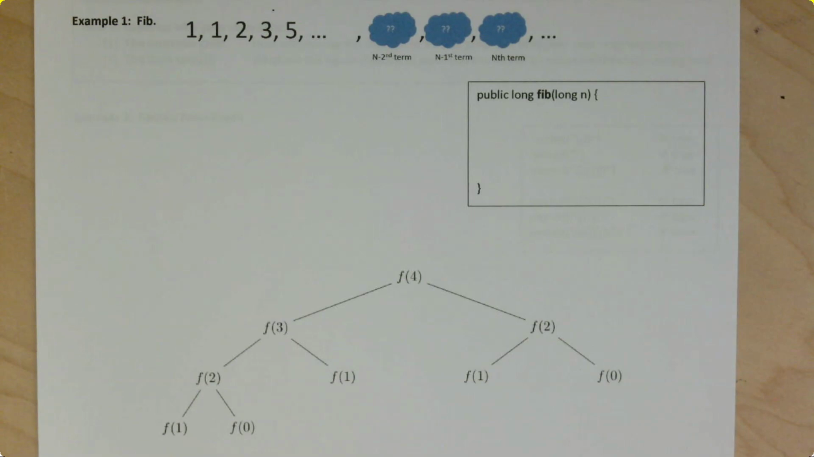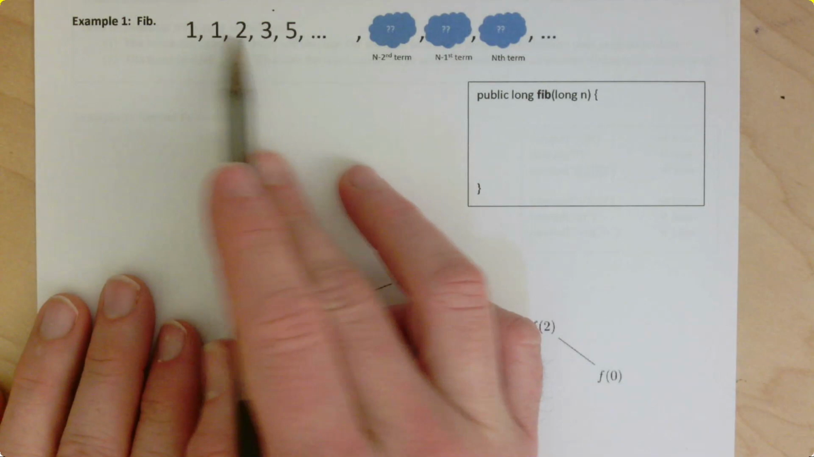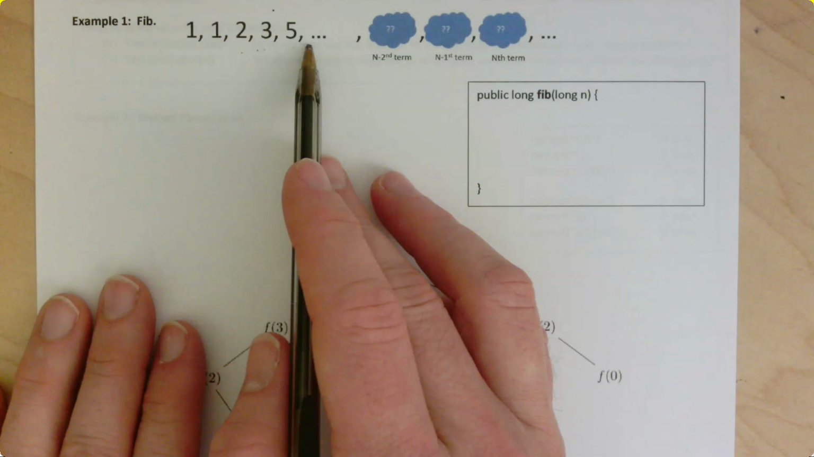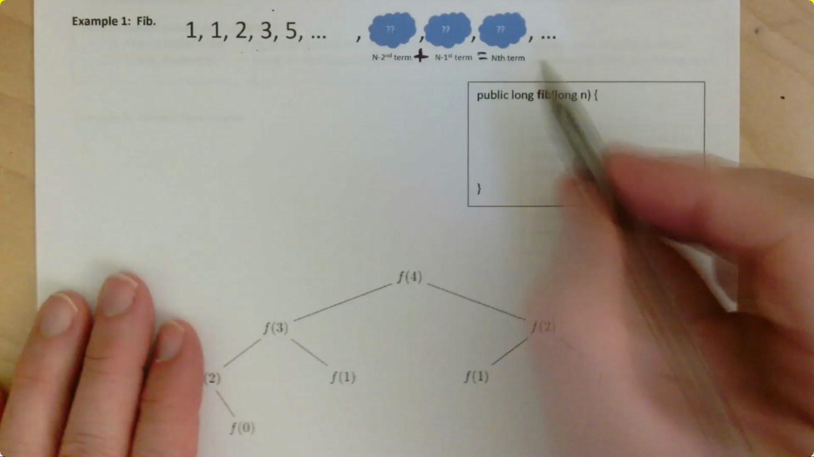So it's a sequence that starts out with the numbers 1, and then 1, and then 2, and then 3, and then 5. And you might be noticing that 1 plus 1 is 2, and 1 plus 2 is 3, and 2 plus 3 is 5, and 3 plus 5 gives you the next number, which is 8. And in general, if I want the nth Fibonacci number, I can get it by adding together the n minus second and the n minus first to get the nth.